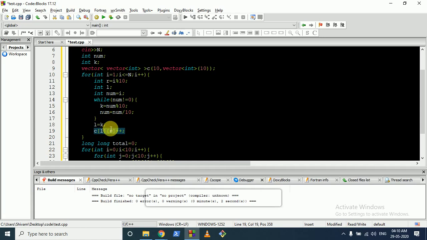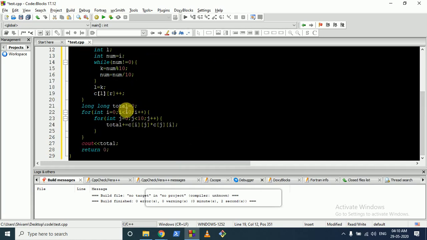We will do a plus plus on this vector C of L and R. After that, we'll take a long long total for finding all the pairs. We'll iterate from 0 to 10 for all the values of i and j, and the total will be plus equal to C of ij into C of ji, and the answer is the output. I hope you understand the logic as well as the code. If you still have any doubts, please mention them now.